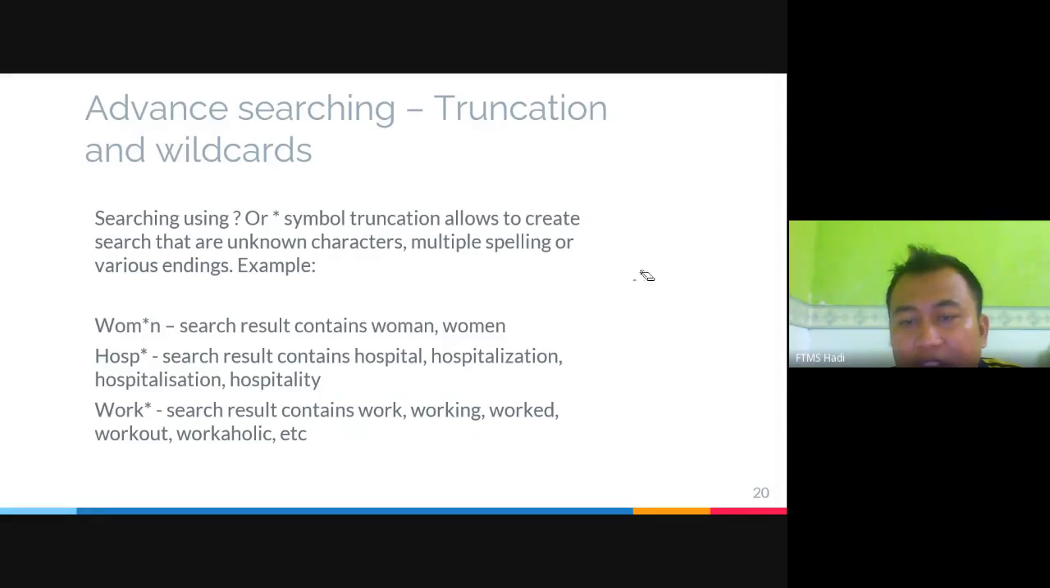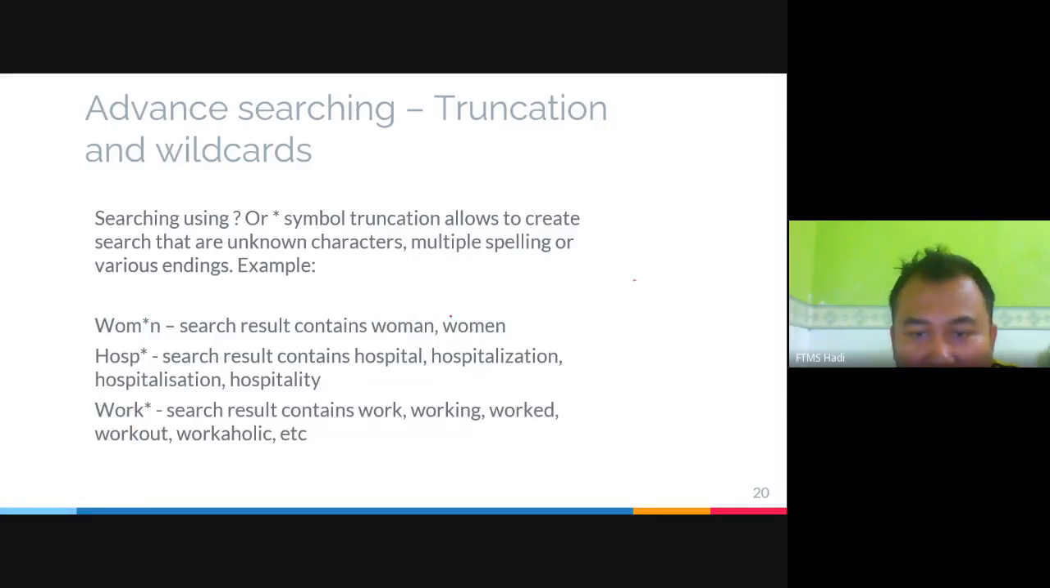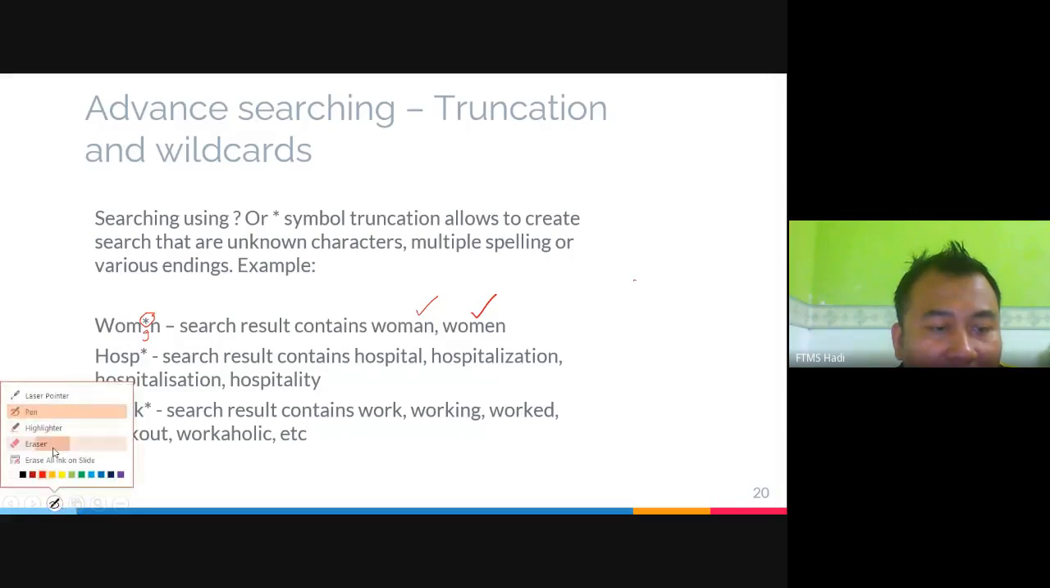It is solved by putting an asterisk. If you put an asterisk, let's say wom*n, the search that comes out will be woman and women because of the asterisk. That means it keeps the option open for any letter. Sometimes it can also be the letter G, if available. But we are talking about the asterisk opening this one up.